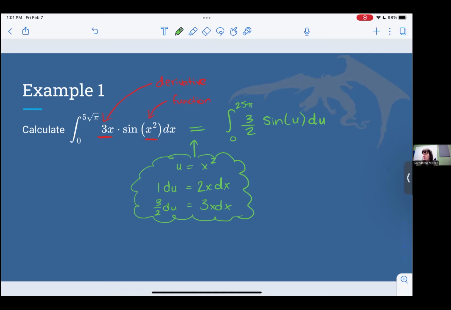So let's see. I need to find the antiderivative of sine of u, or 3/2 sine of u. The antiderivative of sine is negative cosine. Don't forget your plus c because we've anti-derived. And then we're looking at negative 3/2 cosine of 25 pi, minus a negative 3/2, so plus 3/2 cosine of 0.